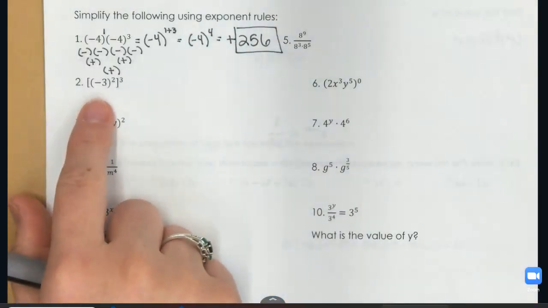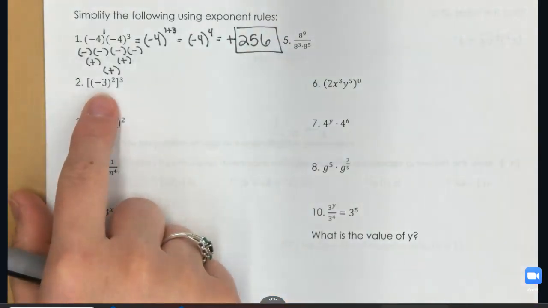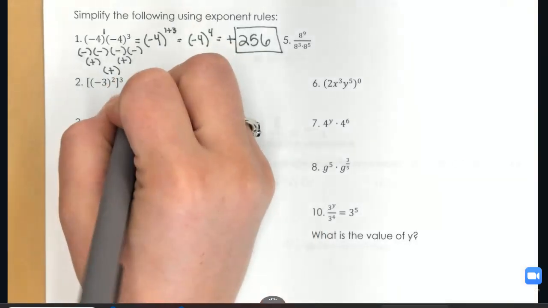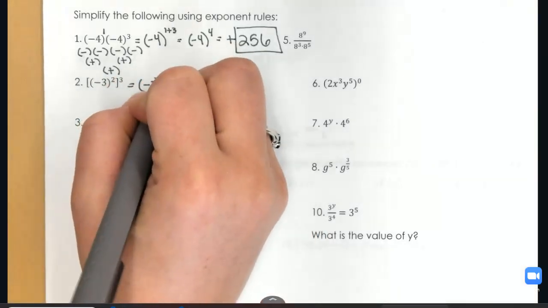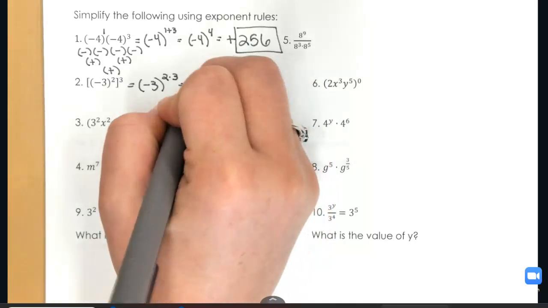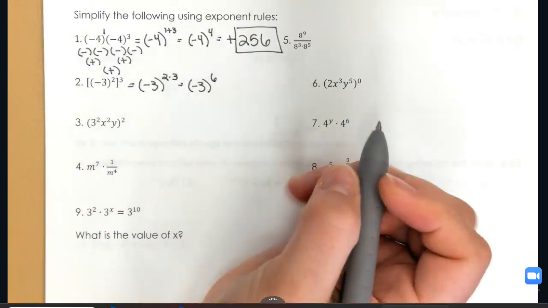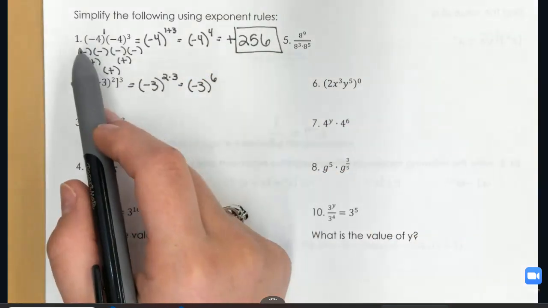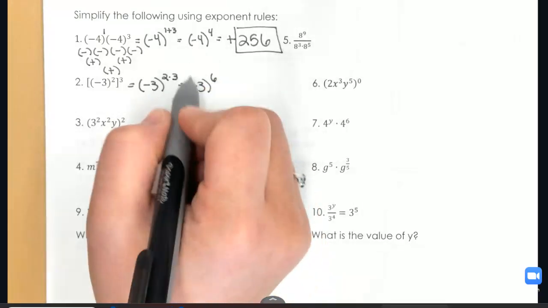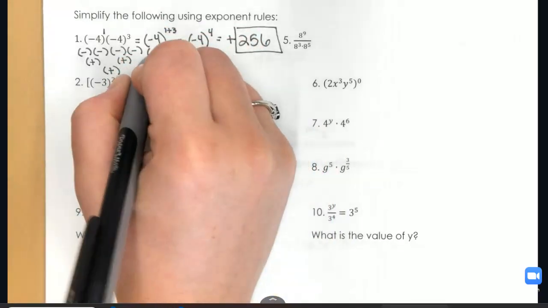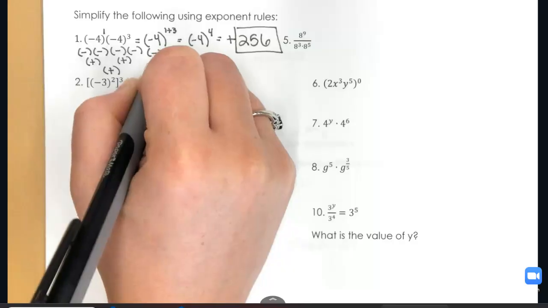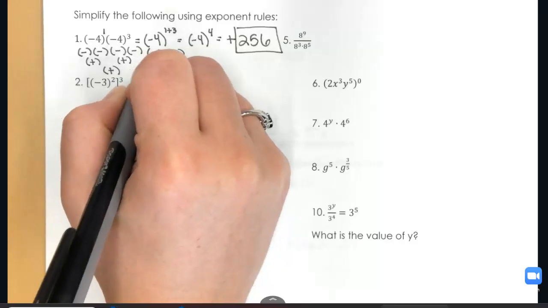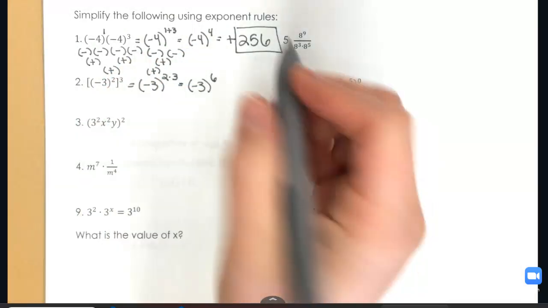Looking at question 2, this is my power rule. I have negative 3 squared to the third power. That means that I'm going to multiply my exponents, and I will get negative 3 to the sixth power. Circling back to what we did on number 1, if I have a negative that I'm multiplying 6 times, what I will end up with is, again, a positive outcome.